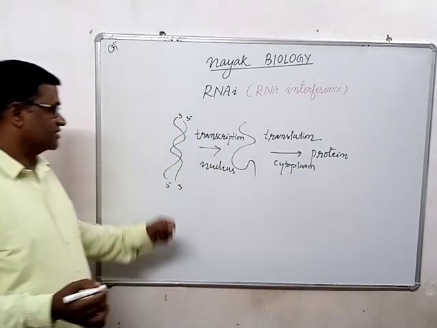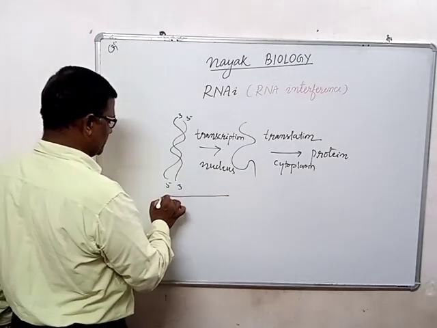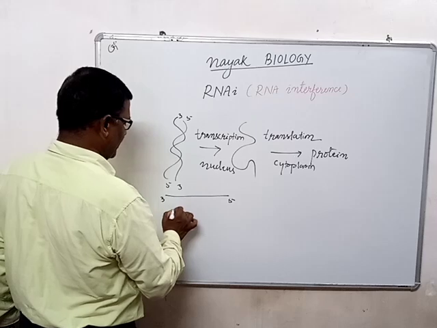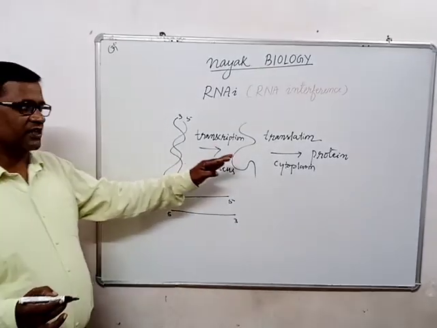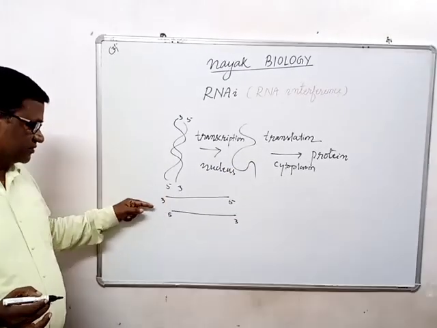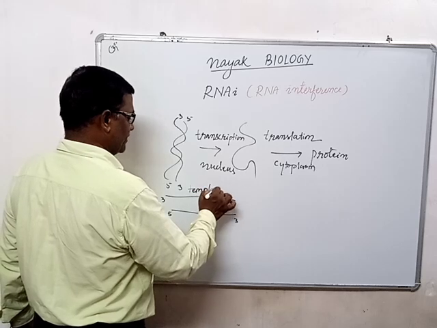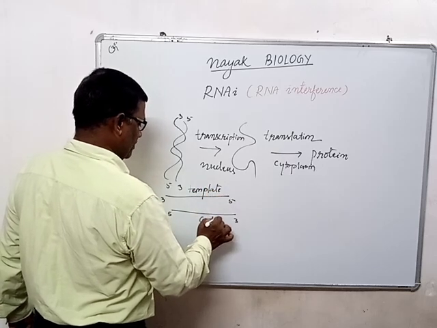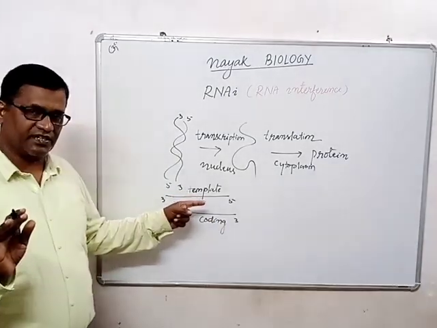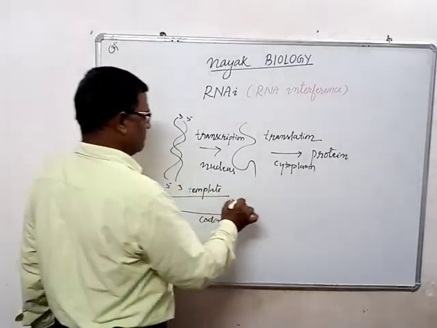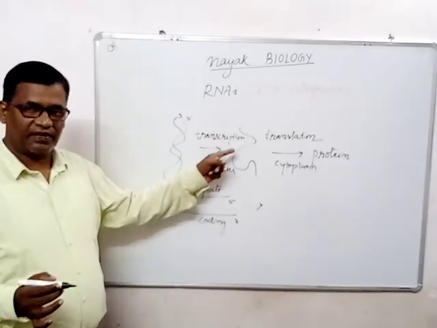Now, try to understand these two strands. If I make it a straight line, suppose this is the 3'-5' polarity and this is the 5'-3' polarity. Suppose it forms the mRNA. What strand will it form from? The 3'-5' strand, which we call the template, and the other is called the coding strand. The coding strand does not code for the RNA, but the template strand does, and when the template is transcribed, it forms the complementary RNA.